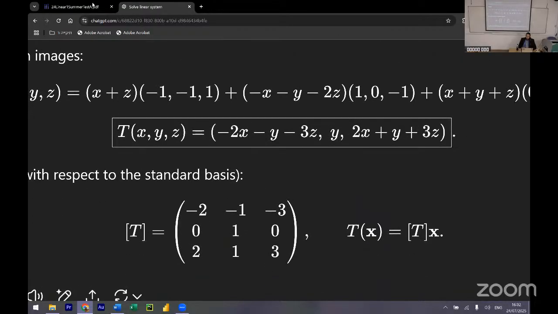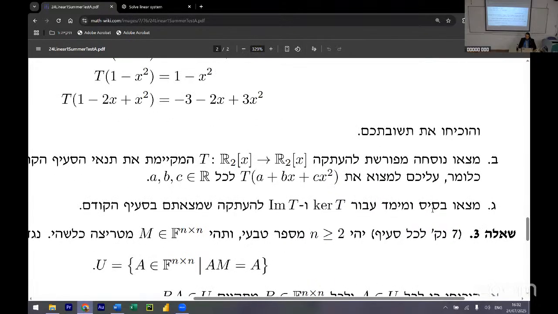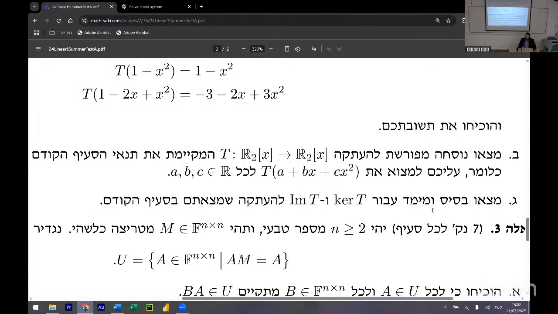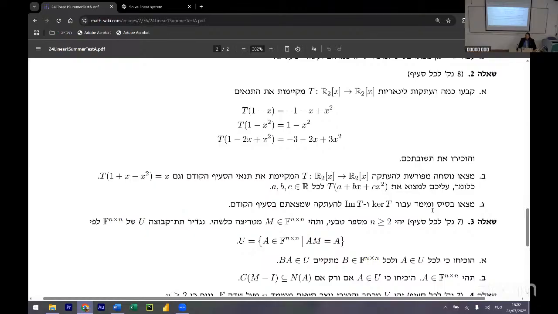So next question. Get the kernel and the image. We can, I'm not sure it's super important now. Okay, that's exactly what I was about to ask.